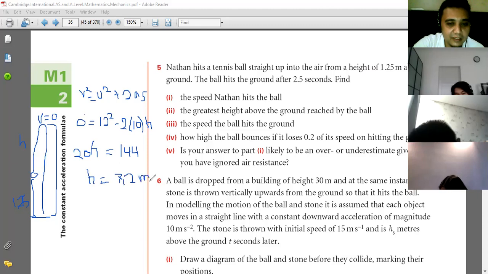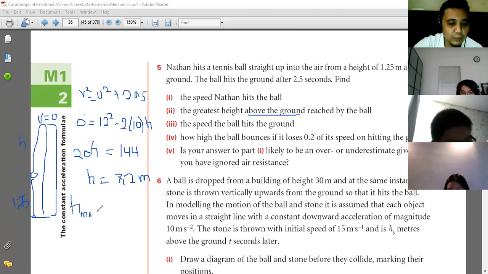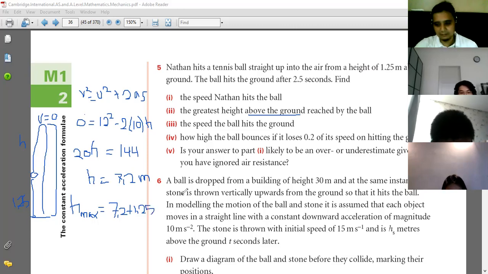Is it the final answer? No, not yet, because it is asking for the greatest height above the ground. So 7.2 is from the starting point to the maximum height. What about the position above the ground? You just add the 1.25. So 7.2 plus 1.25, how much? 8.45 meters, right? 8.45 meters.